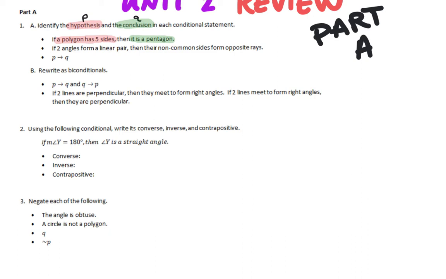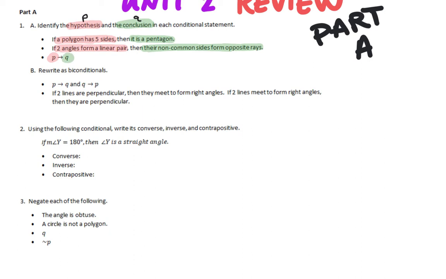All right, in the next statement, if two angles form a linear pair, the two angles forming a linear pair is our hypothesis. If that happens, then the conclusion follows: their non-common sides form opposite rays. So there's our hypothesis and conclusion, and symbolically, P is our hypothesis and Q is our conclusion.